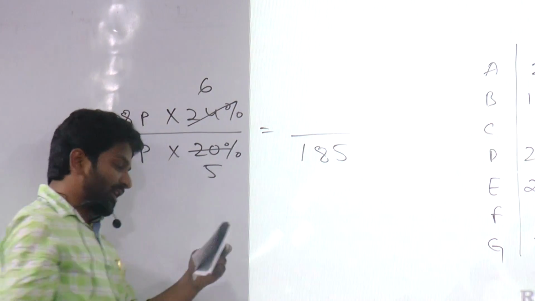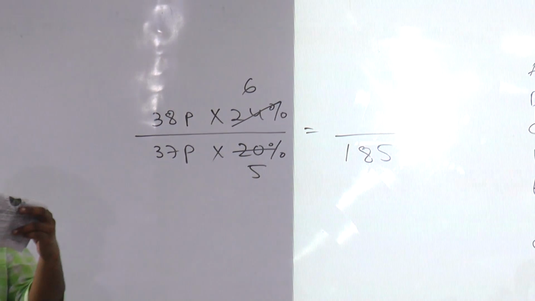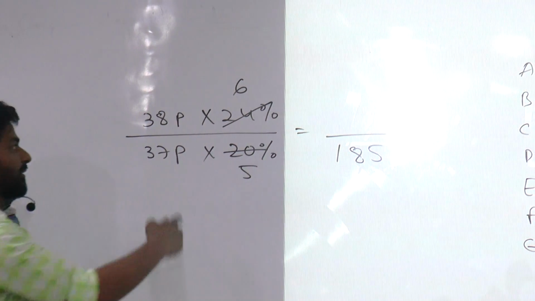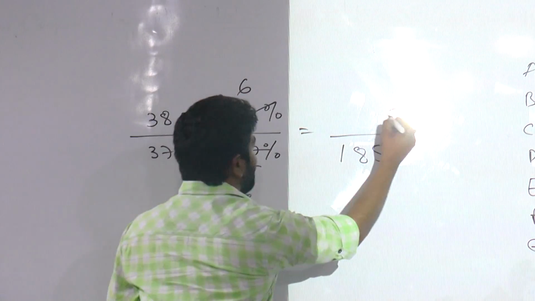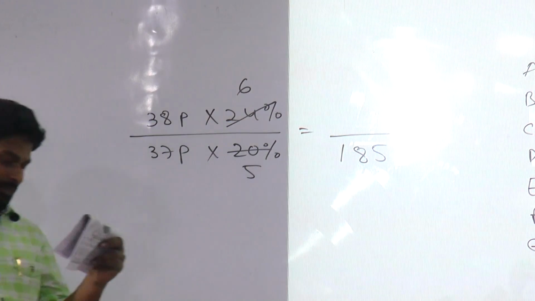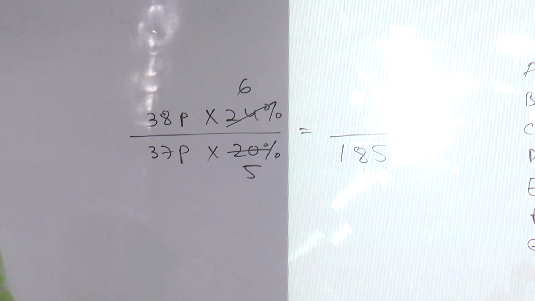185. How many options are ending with 185? 2. So you'll have to do it. 6 8s, your numerator should end with 8. How many are there? Only one. 228 by 185.